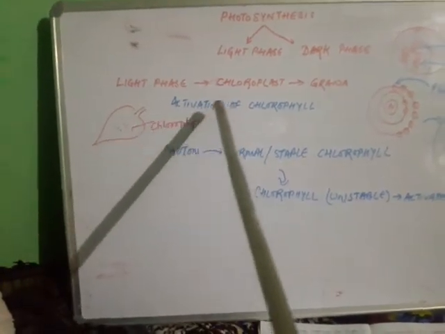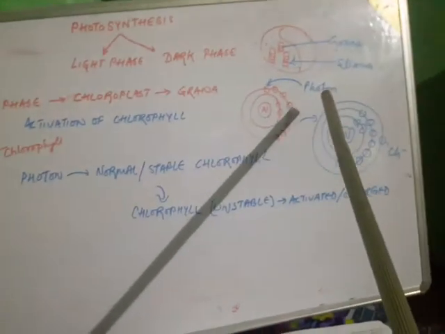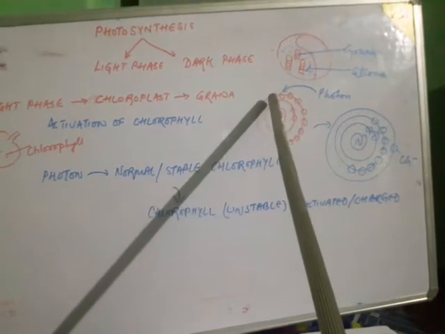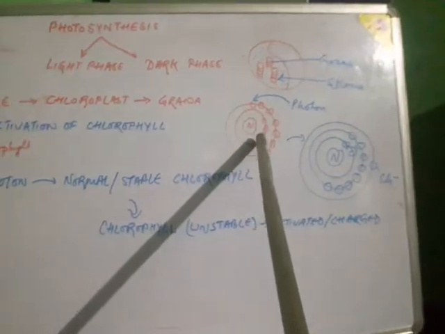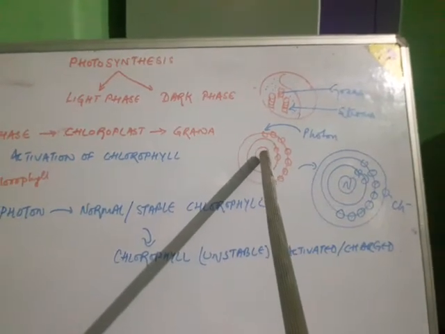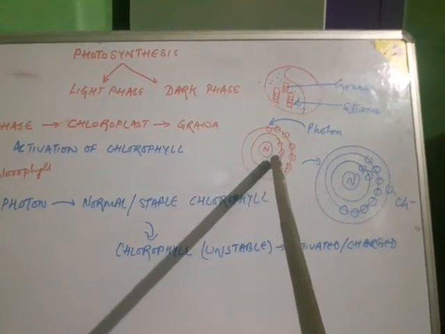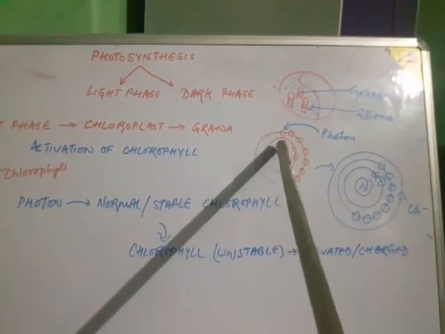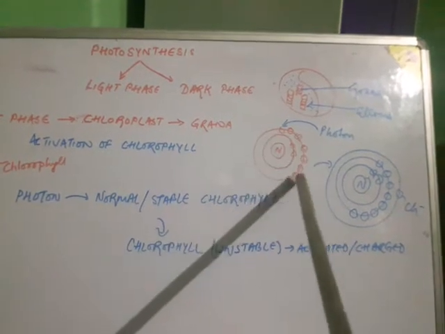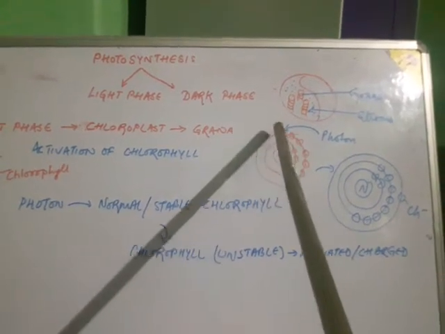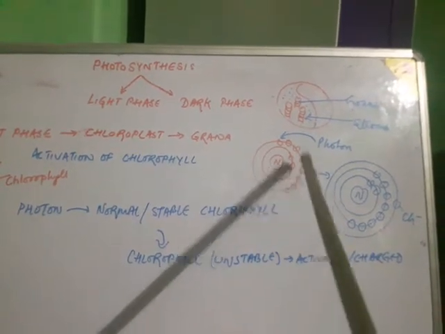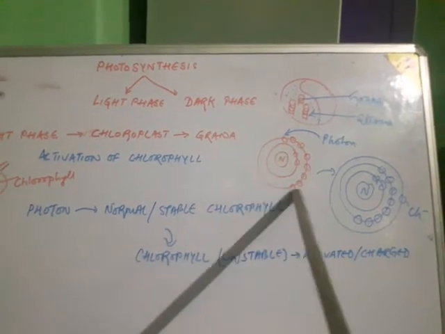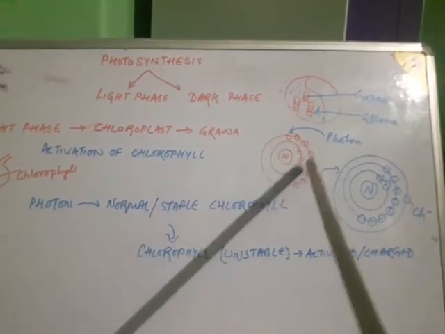Now first of all, what will happen? This photon particle which is present in the solar energy has to activate the chlorophyll. Now I think you have done this in atomic structure, no? This is the nucleus, and a number of electrons revolve around the nucleus. In the outermost shell there are 8 electrons. This is just an assumption. Now this is the normal, stable state of chlorophyll.